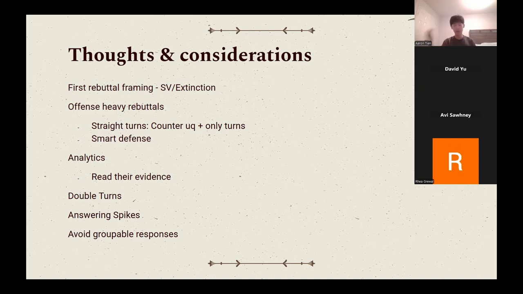So the same scenario applies if they're reading non-extinction level impacts, or maybe only reading these big stick impacts. Then you can choose, based on that, if you want to read things like extinction or SV in the first rebuttal.